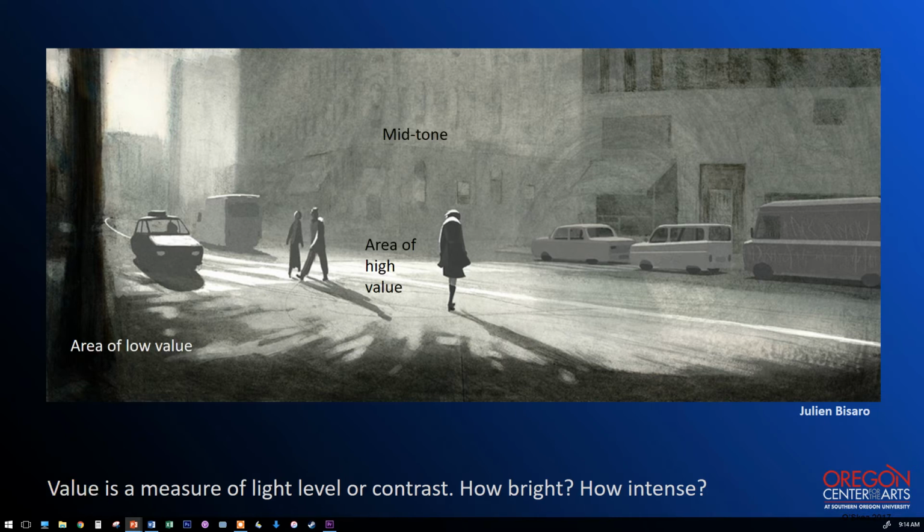And we get a really good view of that in this sketch, where we have this little L shape of low value along the sides and bottom there that really kind of frames the image. We've got this large block of mid-tone area that takes up a lot of the background, and then right there in the midground, this area of high value, right around where our people are and where those cars are.